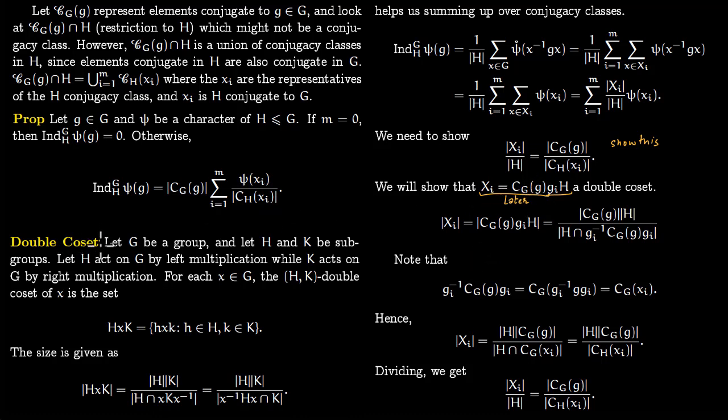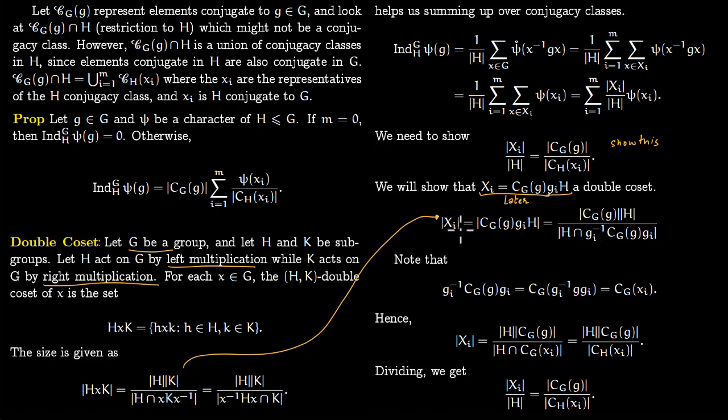So double coset. Let G be a group, H and K be subgroups. So H acts on G by left multiplication, K acts on G by right multiplication. So for each x in G, the HK double coset is of this form, and the size is given by this formula. So we are going to copy this exact thing here. So obviously you can interchange x and x inverse, doesn't really matter.